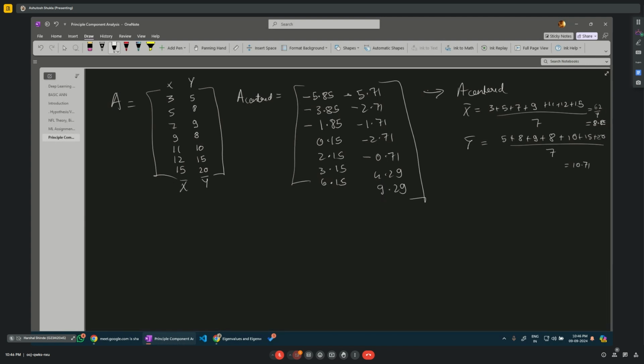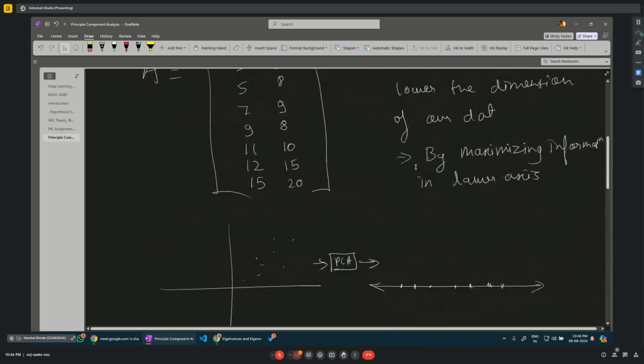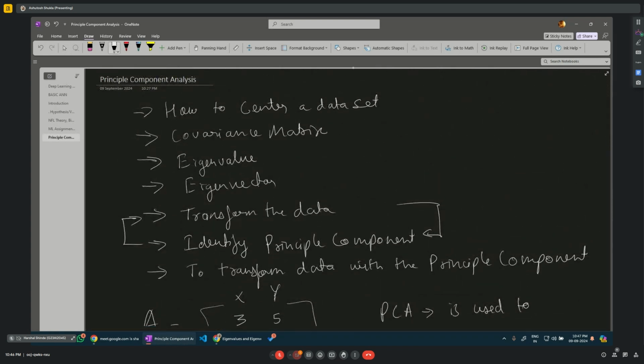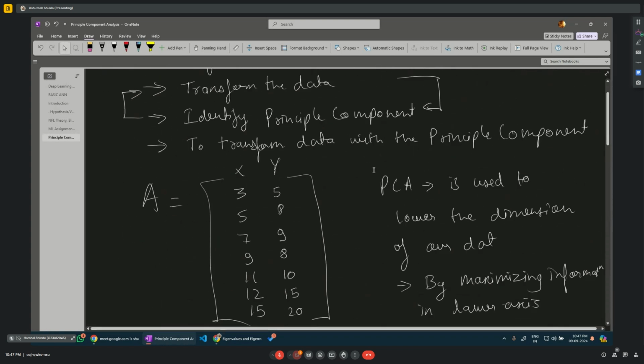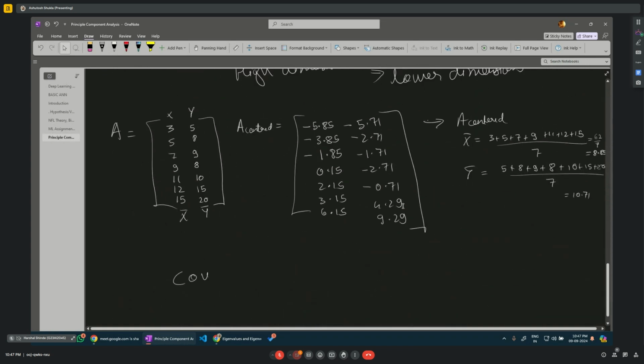Now from this, what we have to find is there is a formula that you have to remember, and that is the covariance matrix. Now this point is done, the centered part is done. So let's see in our algorithm how to center the data, that is done. Now we have to find the covariance matrix. So how do we find a covariance matrix?